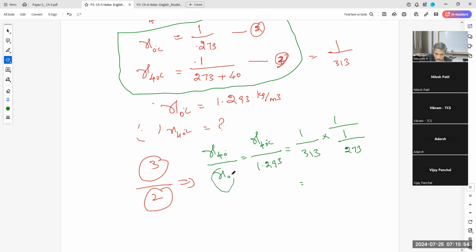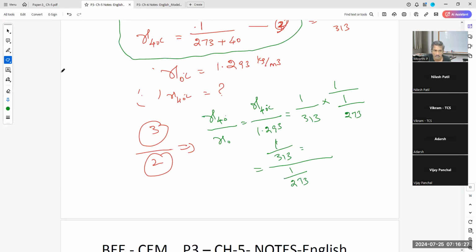For R0, what is the value? Otherwise, I want to write it like this. Wait. For easy understanding, you have to write it. R40, what is the value? R40, 1 divided by 313. Understood? Yes. This is R0, 1 divided by 273. Okay, this is understood. We can write it like this also, as we did in childhood: 1 divided by 313 divided by 1 divided by 273.